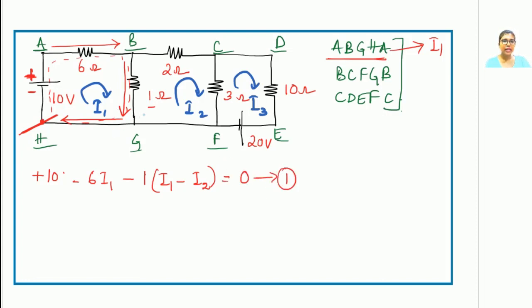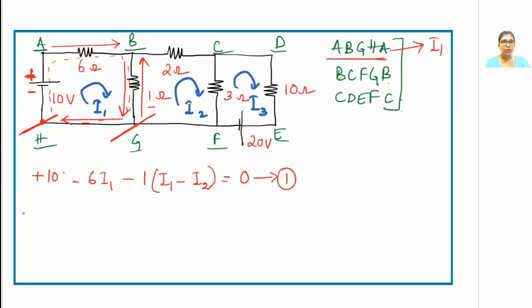Second equation, our analysis starts from the left hand side corner, and our second mesh is BCFGB, and our parent current is I2. You should not be focused on looking for the current I1 or I3. Over here, you should only focus on the current I2. Now when we'll travel in the clockwise fashion, we'll first travel from G to B. When we are traveling from G to B, the current flowing through the resistor 1 ohm is I2, and that is also traveling from G to B.